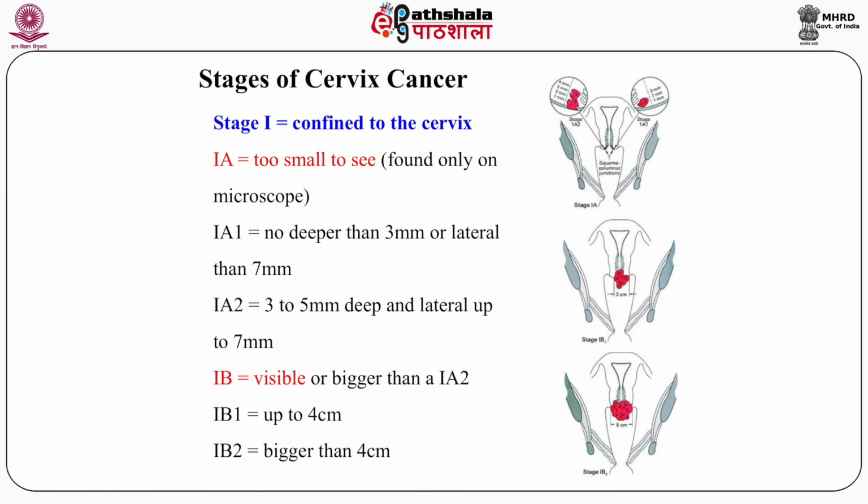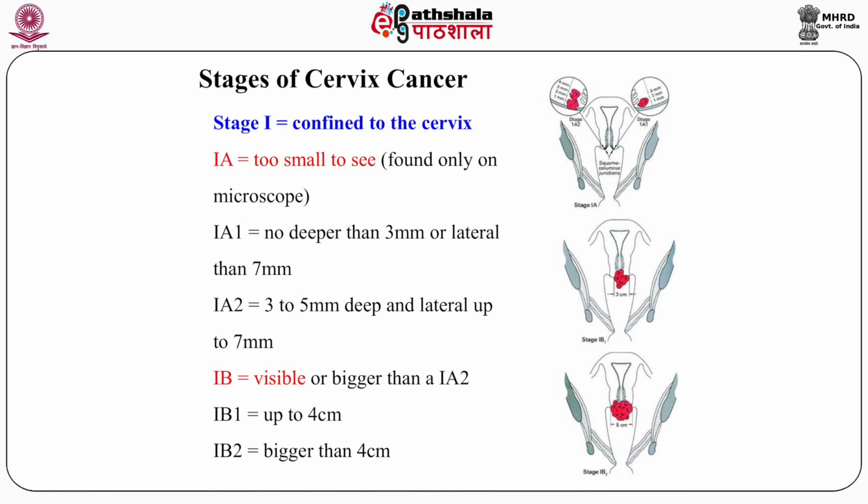This figure is showing the various stages of carcinoma cervix. We can see in figure 1 where the disease is confined to the cervix only. It is not visible by naked eye; we can see it with the help of a microscope only. This is stage 1A. Then stage 1A1, no deeper than 3 mm or lateral than 7 mm. This is the size of the tumor. In 1A2, 3 to 5 mm deep and lateral up to 7 mm.